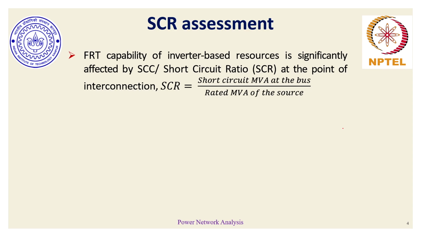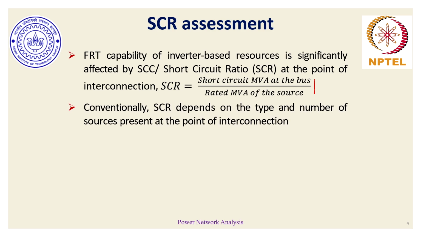We have clearly understood the aspect of SCR assessment or SCC assessment in the previous few lectures, where SCC is basically the ratio of short circuit MVA, the worst case MVA that can occur during a bolted three-phase fault, divided by the rated MVA of the power network. Now, and more importantly, the short circuit ratio in a way dictates or entails what can be the fault ride-through capability of these inverter-based resources.